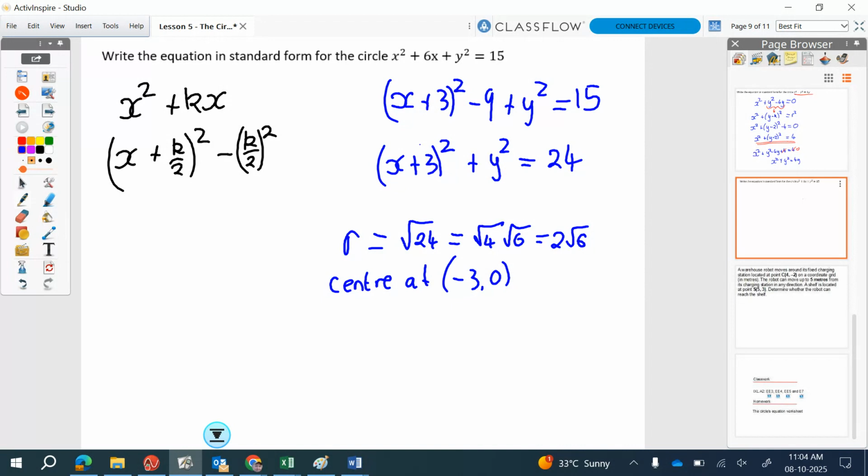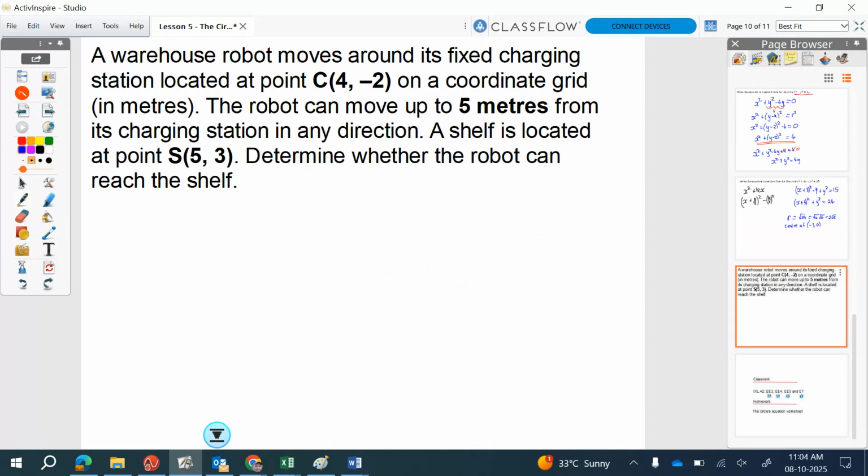Right, last question, our analytical question. We're going to have a go at this one here. Can we have a go at this question now? I will pause for a minute.